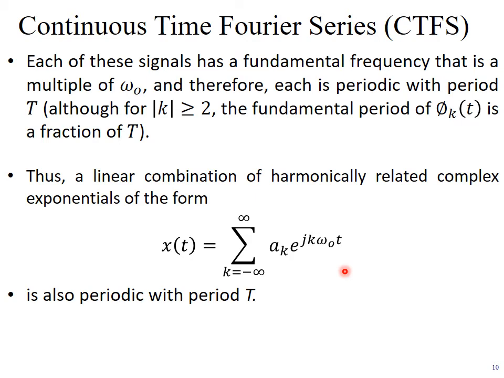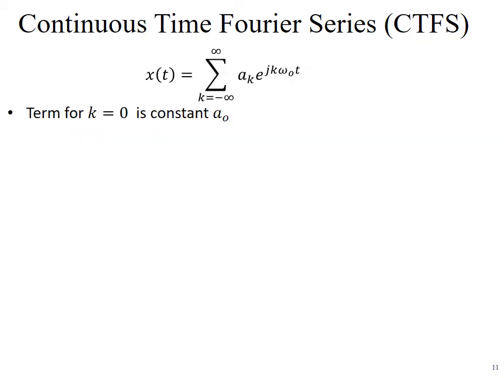And a linear combination of harmonically related complex exponentials can be represented now in this form: x of t equal to the sum from k equal to minus infinity to infinity of a k e power j k omega naught t, right? So this linear combination of harmonically related complex exponentials will also be periodic, because all the components, the complex signals for different values of k, are periodic. Then obviously the sum of all periodic functions would also be periodic.